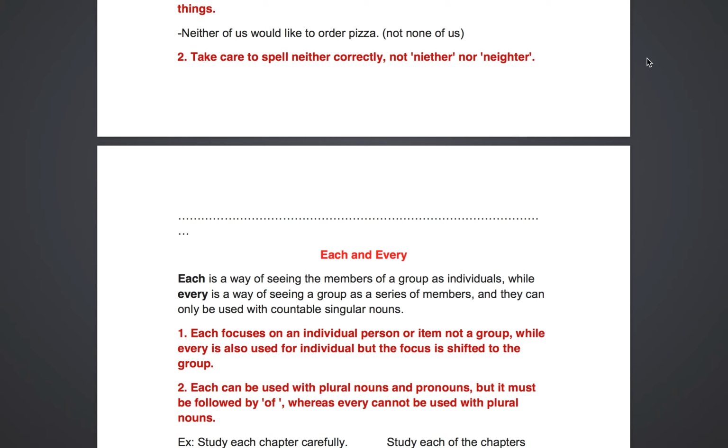Take care to spell neither correctly. Most of the people get confused about its spelling, because here we have E before I, so don't get confused by writing I before E or like this formula. We don't have to write like this. So just focus on the spelling we have.